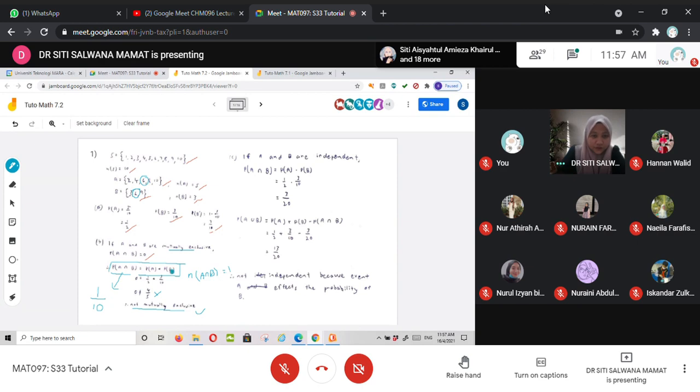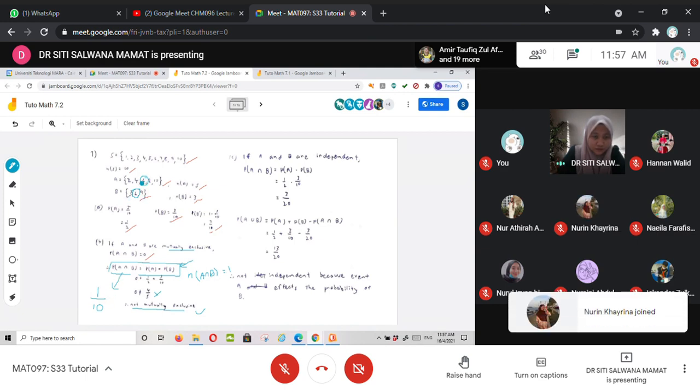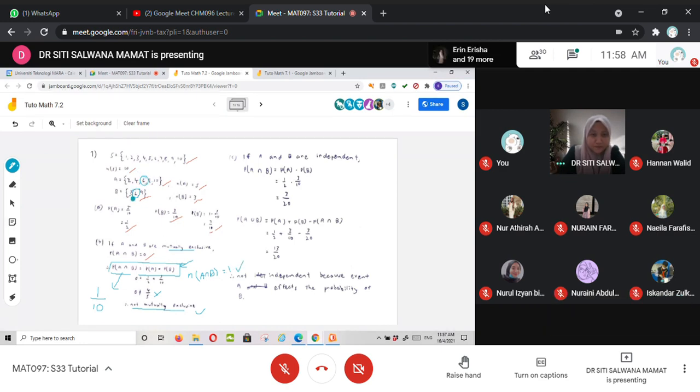That formula is for independent events. Here it has not said whether they are independent or not. So to find the probability, you use this, reading the common element between A and B. We only have 1, which is the number 6. So our probability is 1 over 10, which means they are not mutually exclusive.